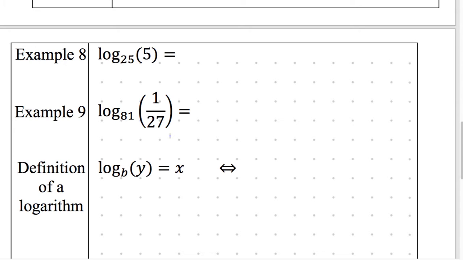All right, Fiona, for number 8, go for it. Log base 25 of 5. Yep. Is it 1/2? It is 1/2, yeah. Wow.